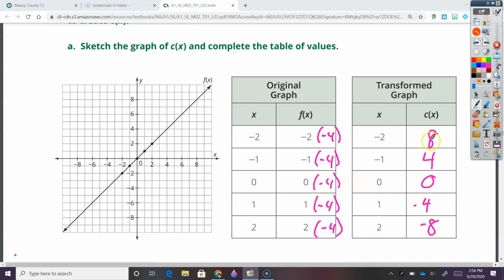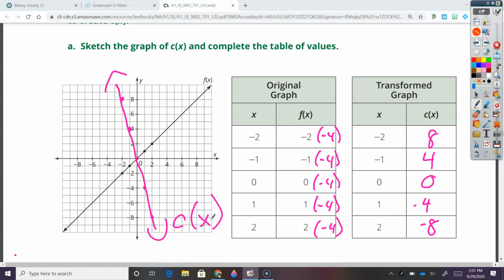So we're going to graph c of x. So -2 and 8. -1 and 4. 0 and 0. 1 and -4. 2 and -8. And there is our function c of x.